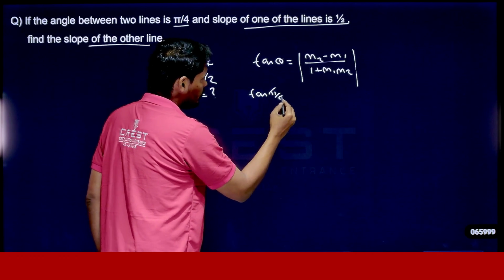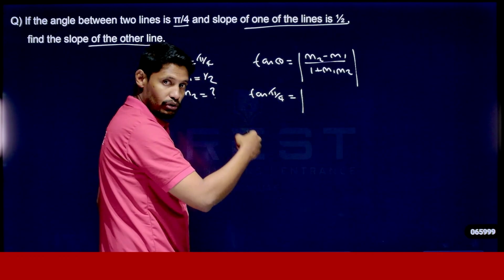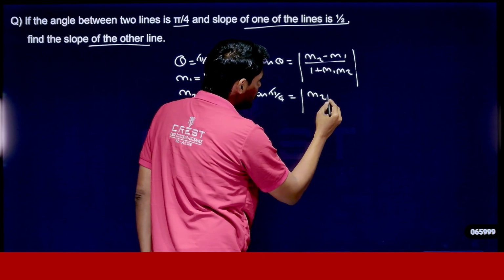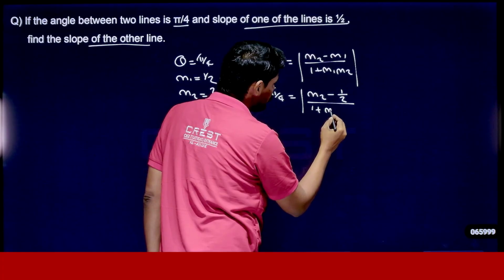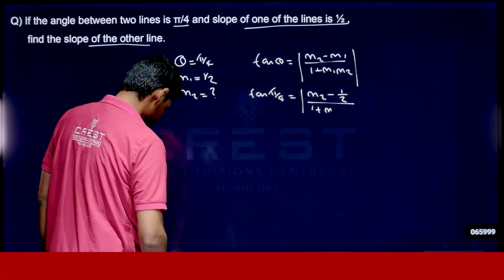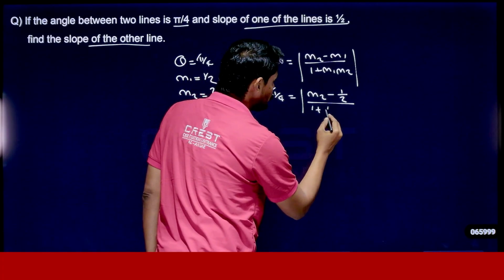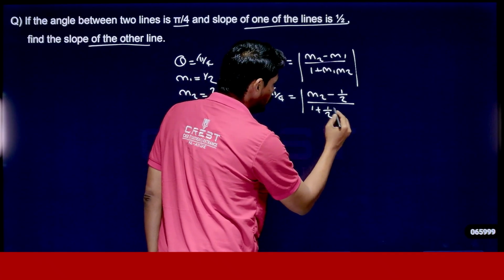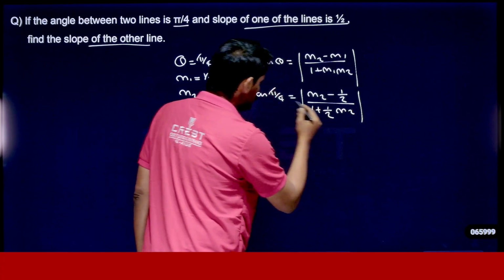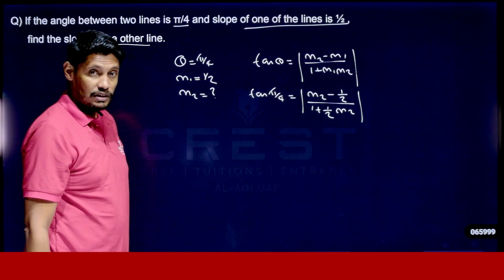Tan pi by 4 equals the modulus of (m2 minus m1) divided by (1 plus m1 m2). We don't know m2, but m1 is given as 1 by 2. So we have 1 by 2, and m2 is unknown. To solve, what is the value of tan 45?